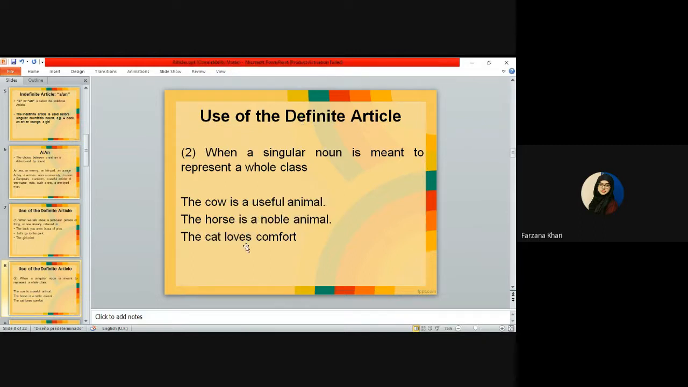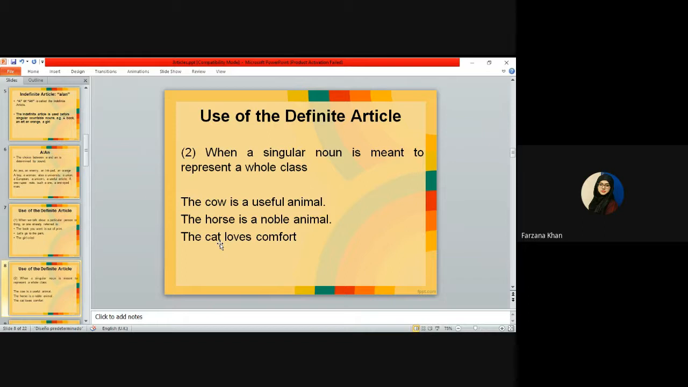Similarly, the cat loves comfort. In this sentence, you can simply see that usually we are all aware of the fact that the cat loves comfort, right? So here the definite article the has been used with the singular noun to tell a fact or a statement about the whole class of cats. So whenever we need to tell some facts or statements about the whole class of animals, we just need to add the definite article with the singular noun.